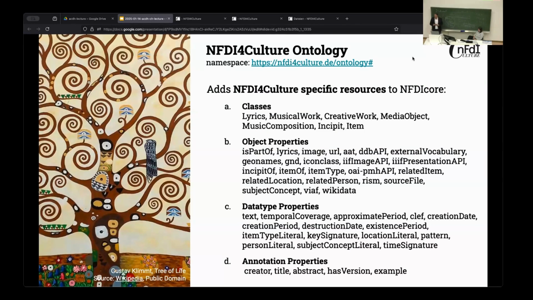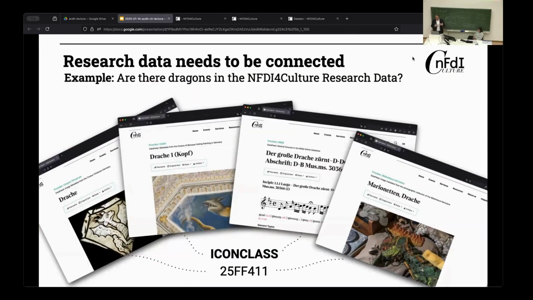The NFDI for Culture ontology, without going too much into detail, you could already see that in the little interactive demo here, of course, has classes for the most important things like musical works, creative works, media objects, music compositions. And it has properties like which part of which is kind of architectural work, or what kind of authority data do we have? Do we have data from the Getty Art and Architecture Thesaurus? So that's quite a holistic approach that we take with the NFDI for Culture ontology. And in the end, this enables us to do federations.